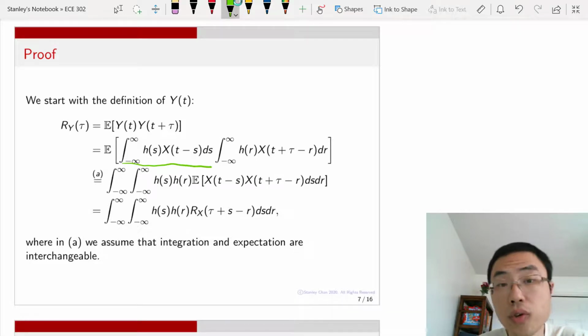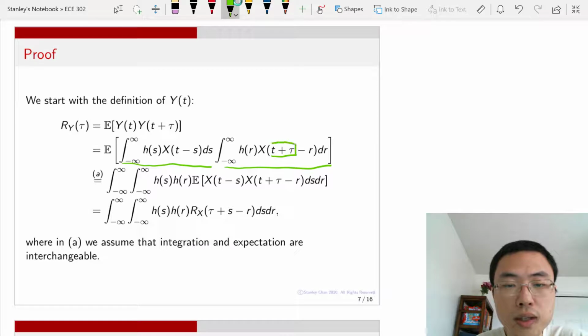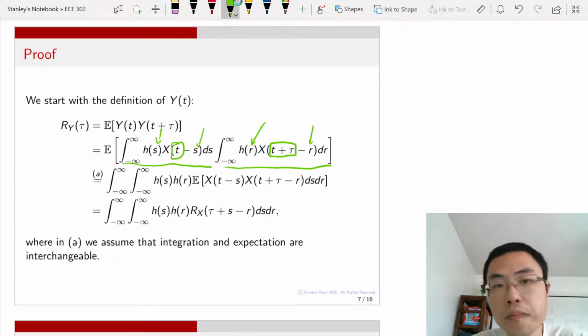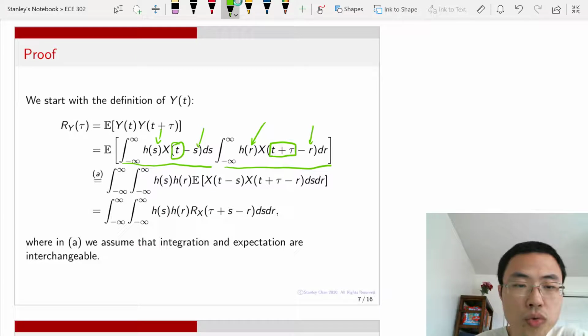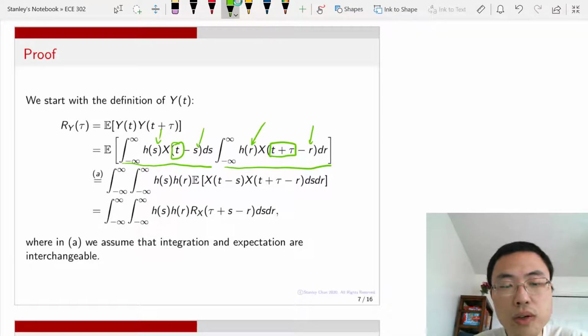This is the definition of your y, and this is the definition of y evaluated at t plus tau. So you just replace the index. Here it would be t, and here it would be t plus tau. The dummy would be r, the dummy would be r. This is s, this is s. Then what do we do? Well, then you have a product of the expectation, right? So the expectation can go inside this integration. Then you have double integration h(s), h(r), and then you have expectation of whatever you want.